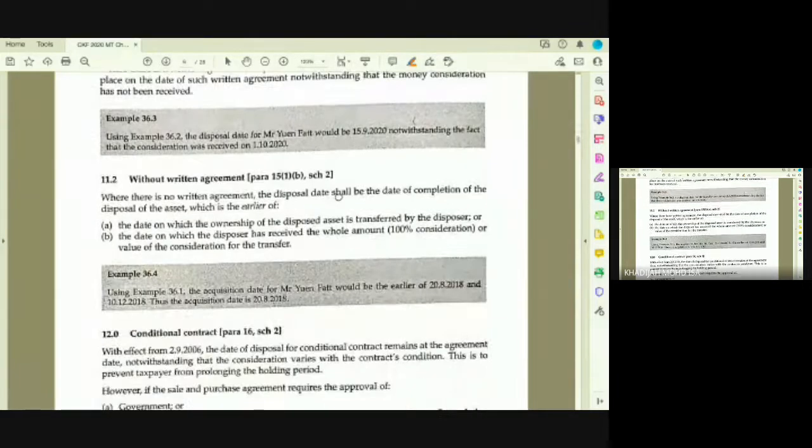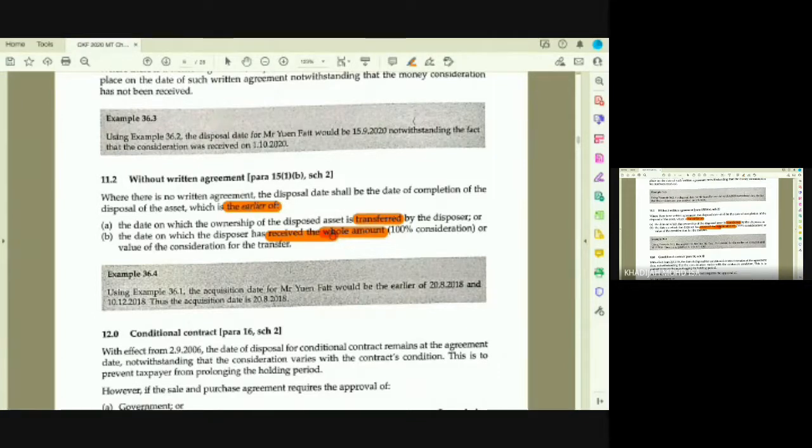But if there is no written agreement, then you have to look at which one is the earlier. Whether the asset is transferred, or the date where you have received the whole amount. Whichever is earlier will be your acquisition date. The earlier the date, the better, because you will have a longer holding period.